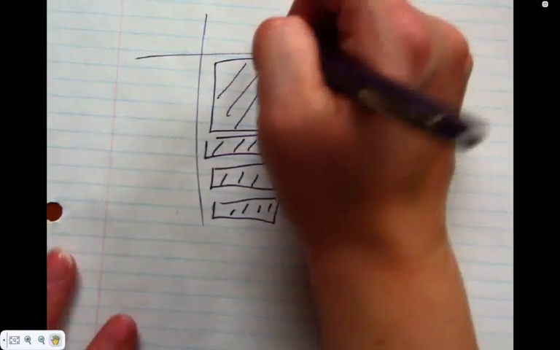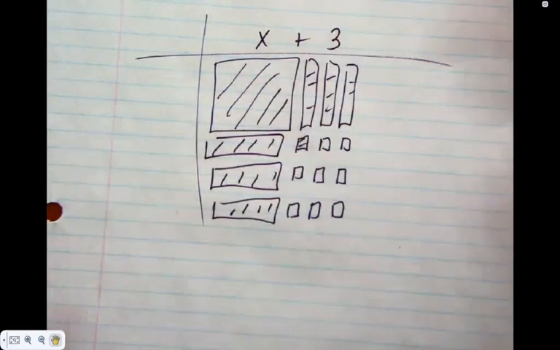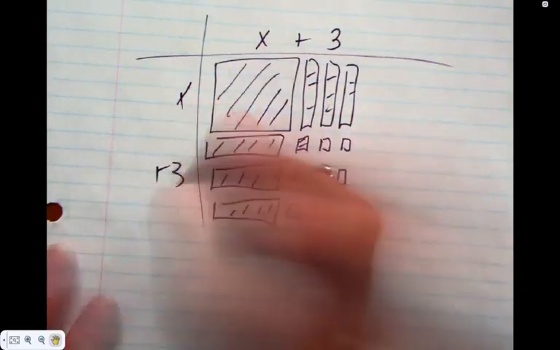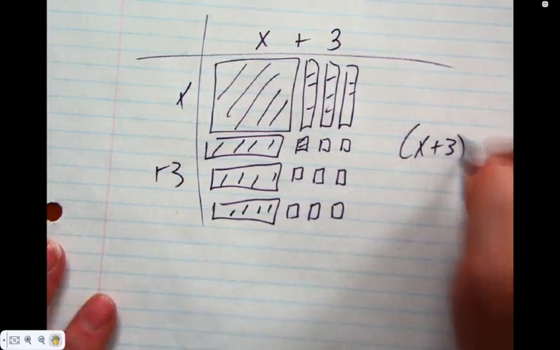And so then we would have said, well, this is a dimension of x, and this is a dimension of 3, and this is x, and this is x plus 3. So this factors into (x + 3)².